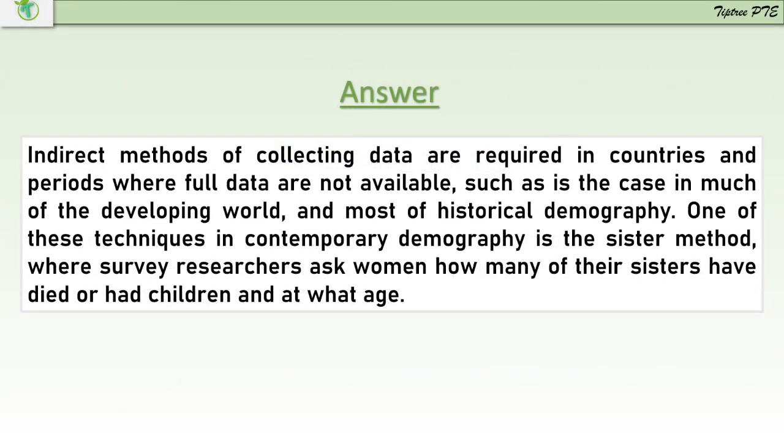Indirect methods of collecting data are required in countries and periods where full data are not available, such as is the case in much of the developing world, and most of historical demography. One of these techniques in contemporary demography is the sister method, where survey researchers ask women how many of their sisters have died or had children and at what age.